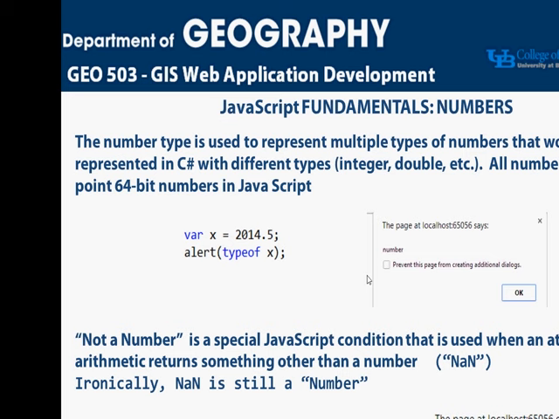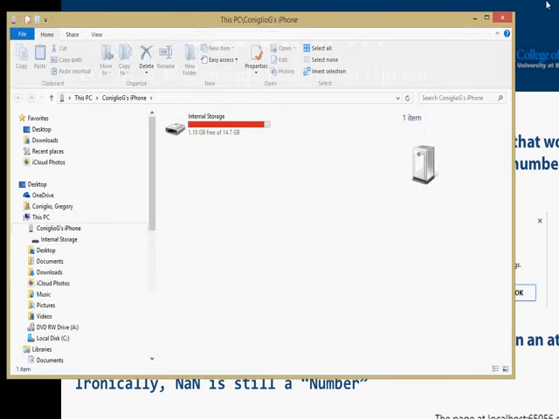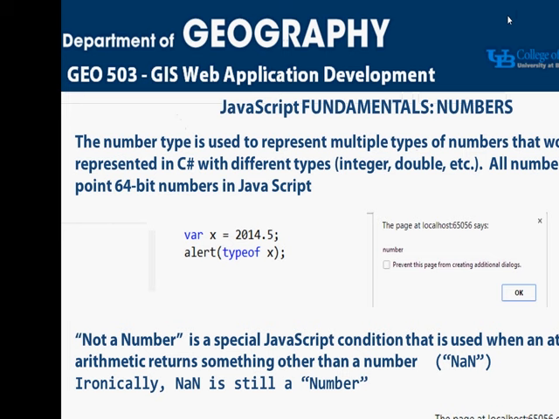So now we'll talk a little bit about numbers. We talked about strings before the break. A fundamental type of variable or object in JavaScript is a number. It's a little more simple, less complicated than numbers in C#. In JavaScript, the number type is used to represent many different types of numbers that you would have in C#, like double, floating, integer, and so on. In JavaScript, we just have one variable type, a number. And as I've written here, all numbers are floating 64-bit numbers in JavaScript.